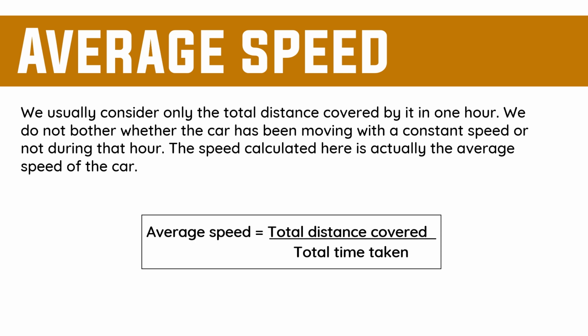See which formula we can apply for average speed. Average speed equals total distance covered divided by total time taken. Speed equals distance upon time. Average speed equals total distance covered by total time taken. It is the same as speed, but here, average speed means we are not bothering whether the vehicle is slow or fast. Okay, children.